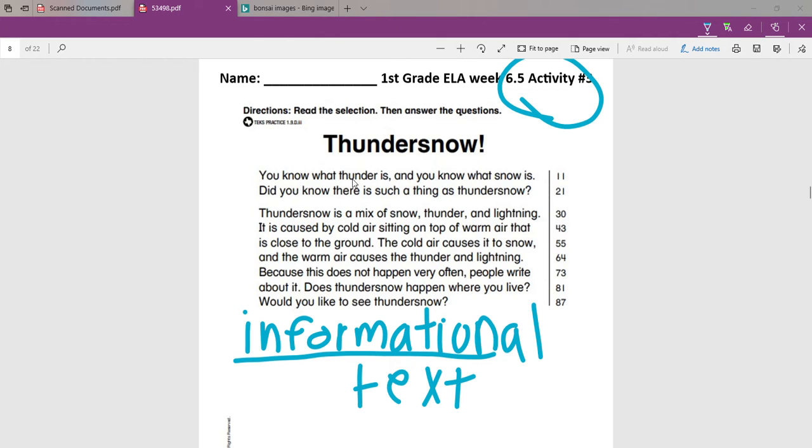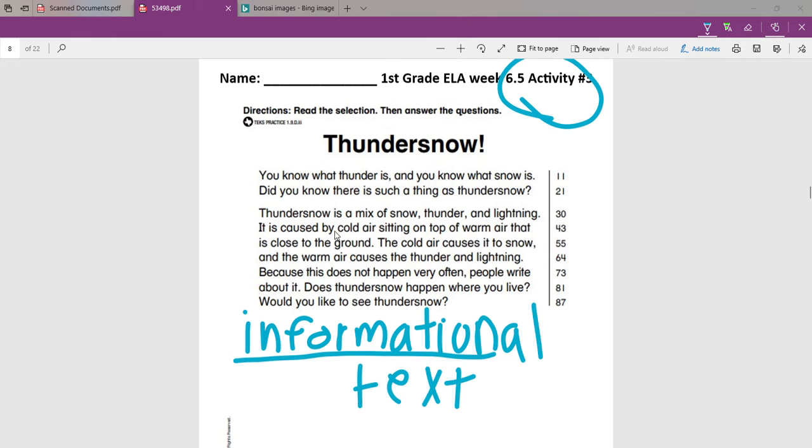You know what thunder is, and you know what snow is. Did you know there is such a thing as thundersnow? Thundersnow is a mix of snow, thunder, and lightning. Wow! So this is when it's snowing, but at the same time, boys and girls, there's thunder and there's lightning. So a thundersnow.